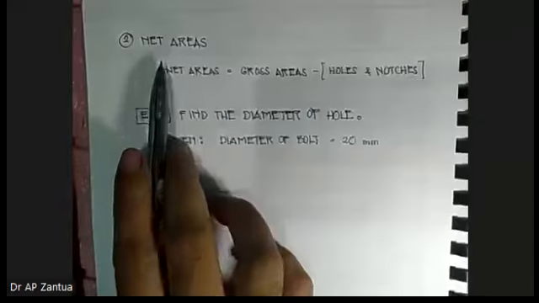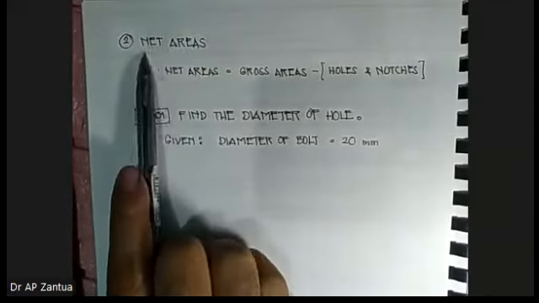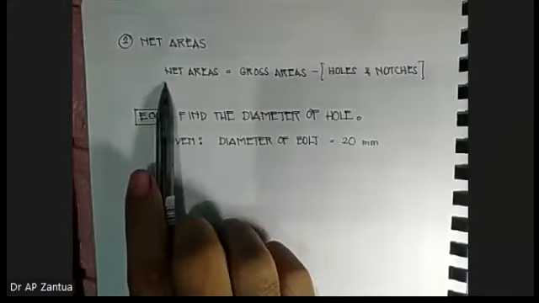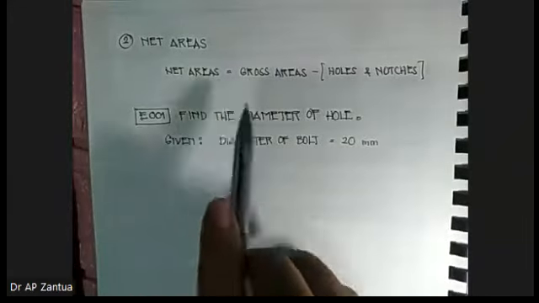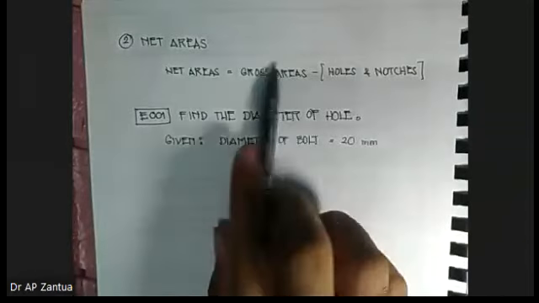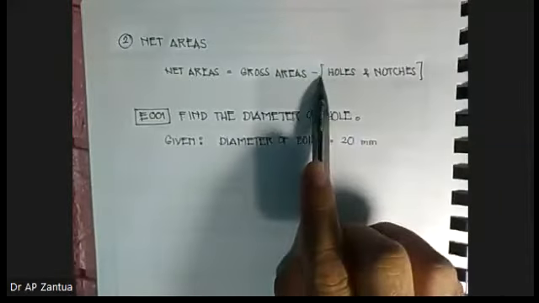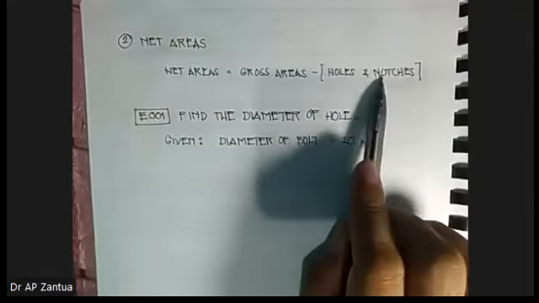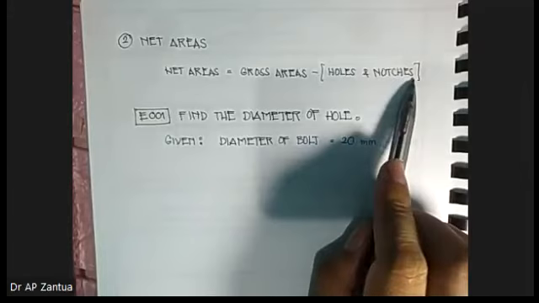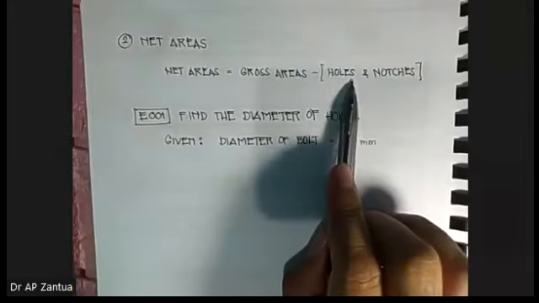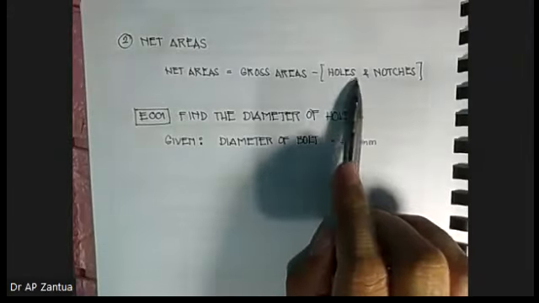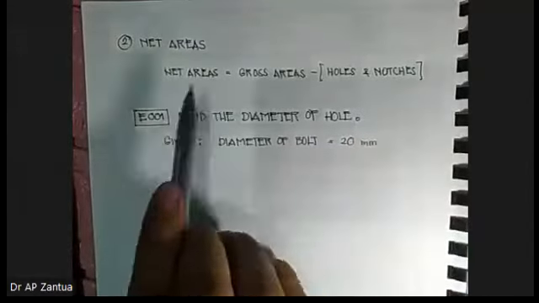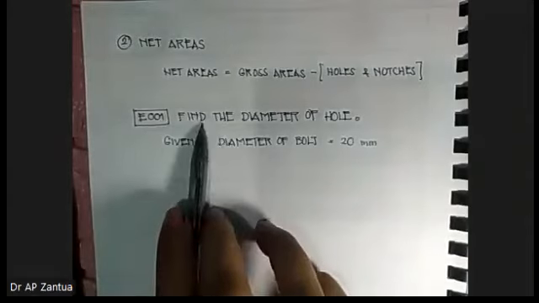Another major topic, net areas. What do we need to know about net areas? These are areas wherein the gross areas have to be subtracted by the hole diameter and notch dimension. Subtract those things from the gross area, then you have net area. So let us have an example.